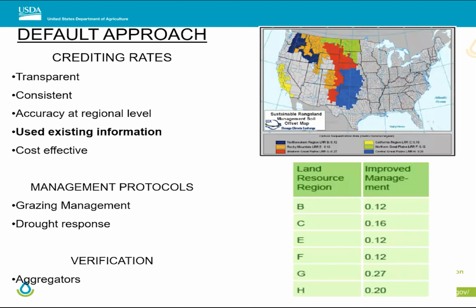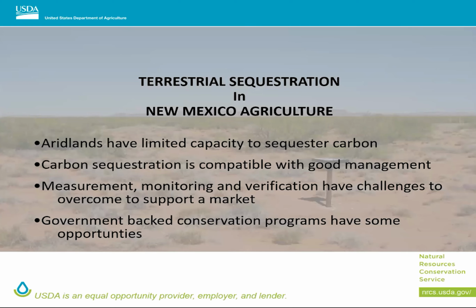So those land resource regions there, B, C, E, F, G, H, assigned to those colors in that map. And then according to improved management, that is in tons per acre per year. So anywhere from generally around 1/10 of a ton to around 2/10 of a ton of carbon per acre per year were assigned to the land that was enrolled in that program.